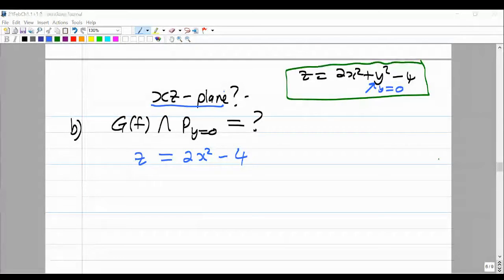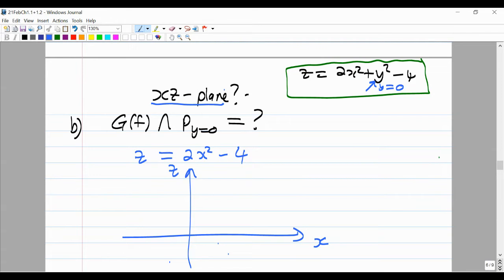Remember, now we have to draw this in the x-axis, z-axis. You have to label your axes. Guys, you're making my heart warm and fuzzy.